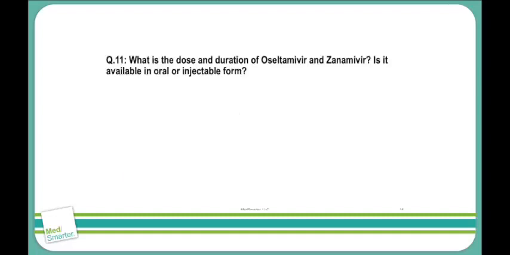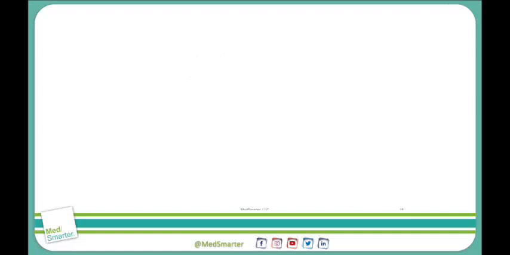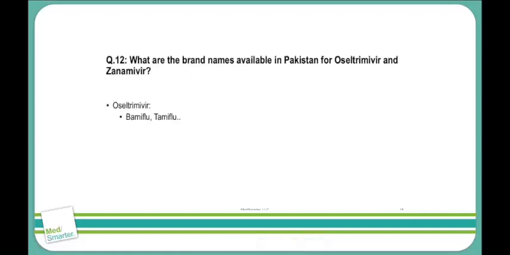What is the dose and duration of oseltamivir and zanamivir? And are they in injectable form? No, they are in oral and powder form. And what are the names in Pakistan? So oseltamivir is Bemiflu, Tamiflu, and then zanamivir is Relenza, your inhaler, 5 milligram.